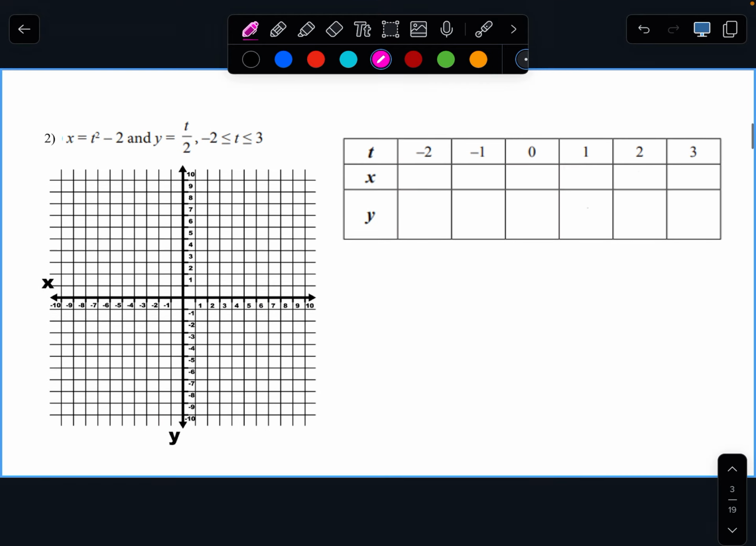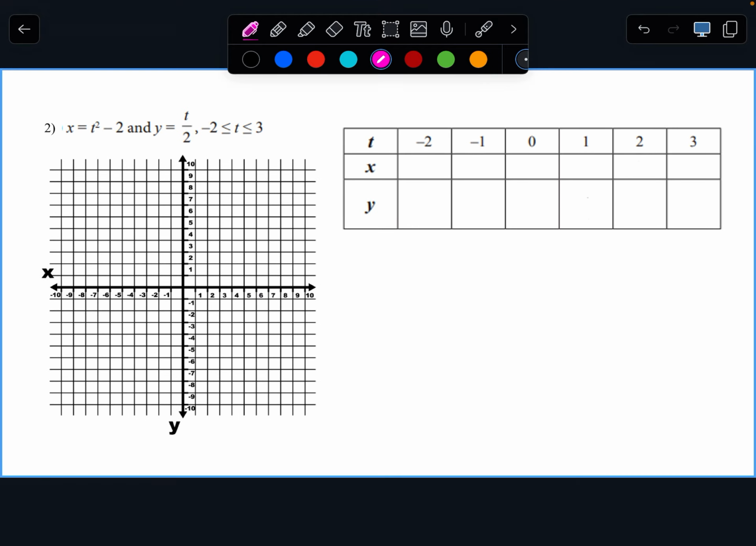And then for this one, it's the same thing. So you're just doing hardcore plugging in to start. So you get t squared minus 2 for x, and t over 2 for y, and you're just going to throw in the t's for all of them. You guys know how to plug things in, so I don't think that's an issue, but you're just plugging in 3 squared minus 2, 2 squared minus 2, yada yada. And then for the y's, you're going -2 divided by 2, -1 divided by 2, 0 divided by 2. That's all.